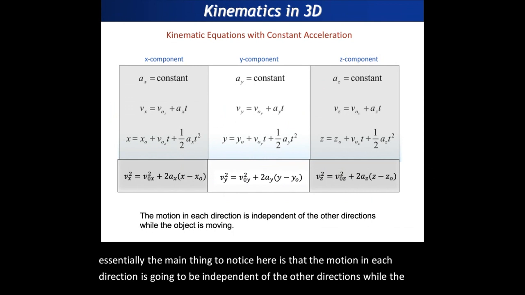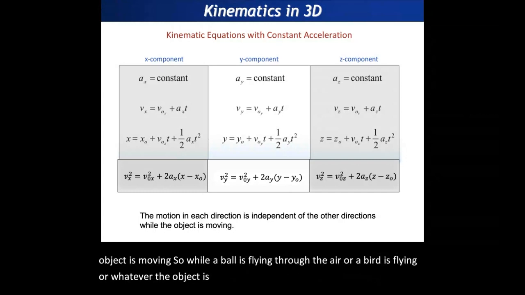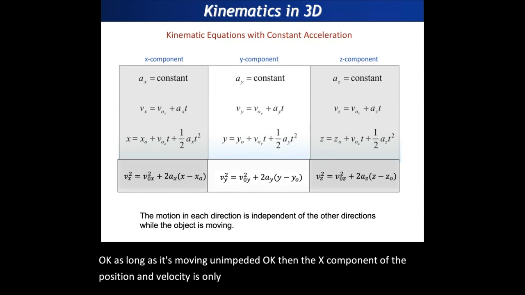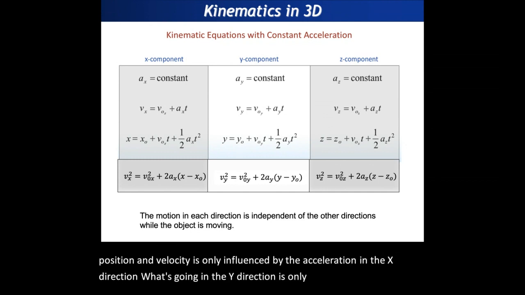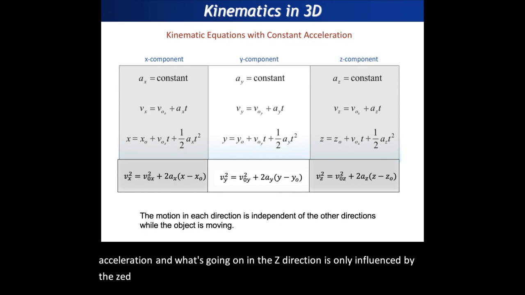So while a ball is flying through the air or a bird is flying, whatever the object is that's moving, as long as it's moving unimpeded, the x component of the position and the velocity is only influenced by the acceleration in the x direction. What's going on in the y direction is only influenced by the y acceleration, and what's going on in the z direction is only influenced by the z acceleration. There are 3 completely independent motions that happen to be happening for a single object.